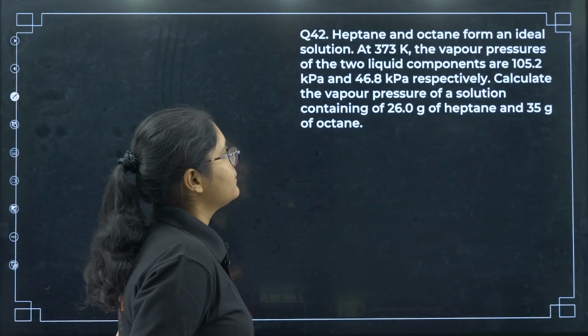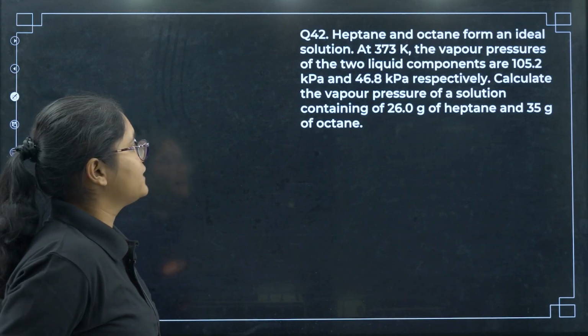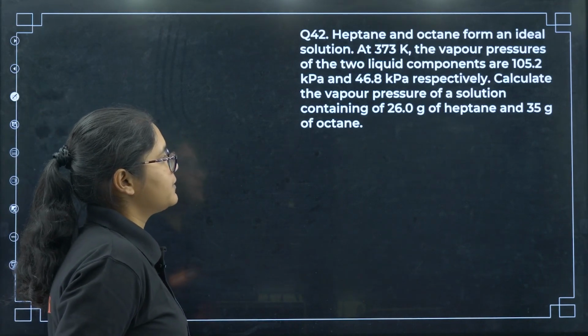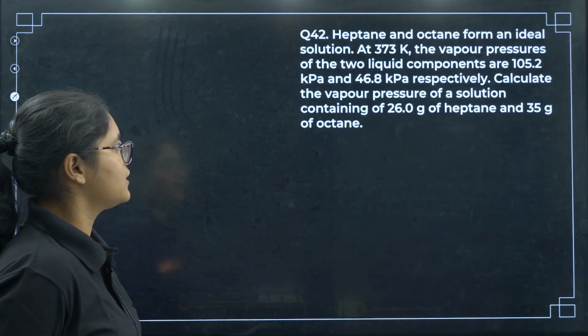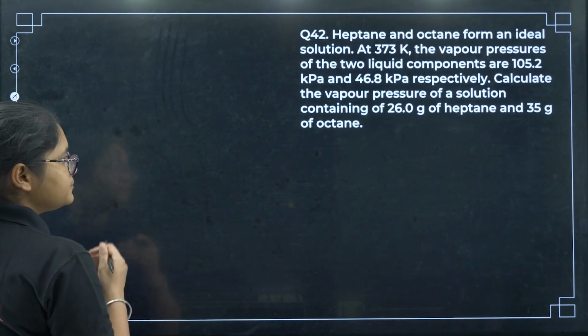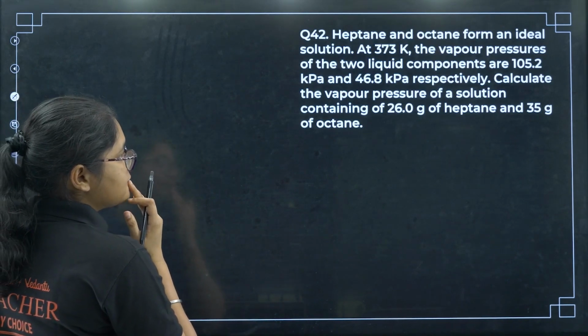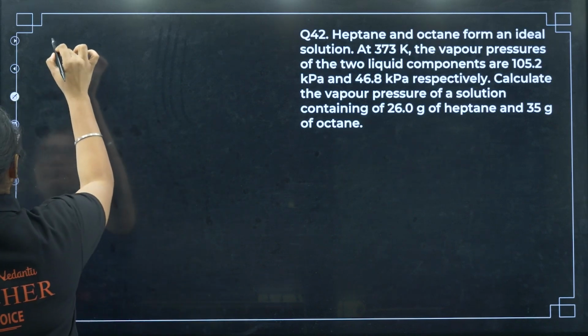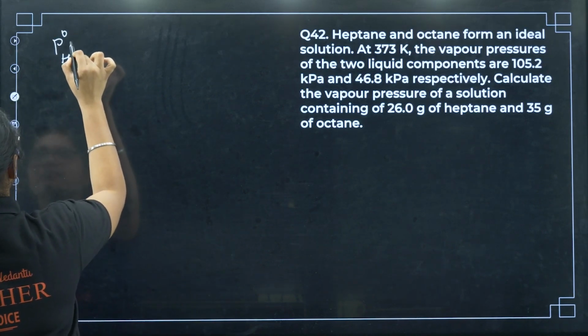Heptane and octane form an ideal solution, okay. At 373 Kelvin, the vapor pressures of the 2 liquid components are given to me. So I will write down here, for example, one second, heptane, P naught of heptane is how much?